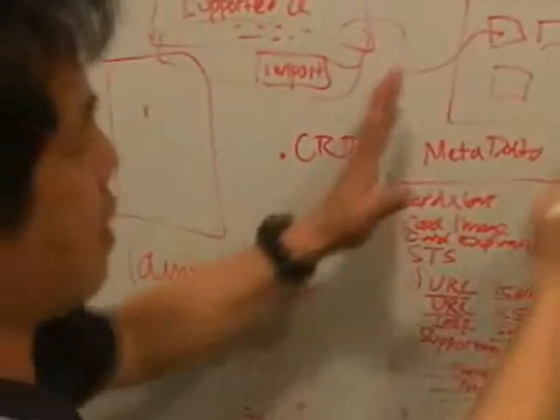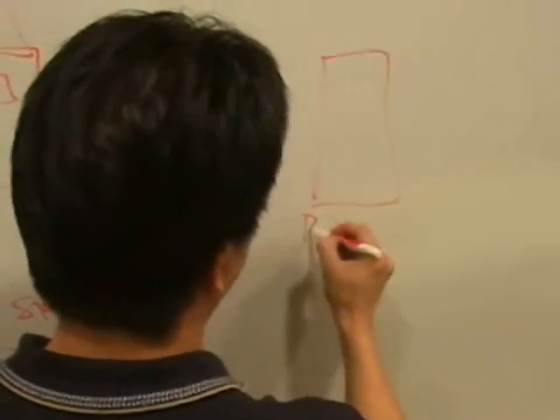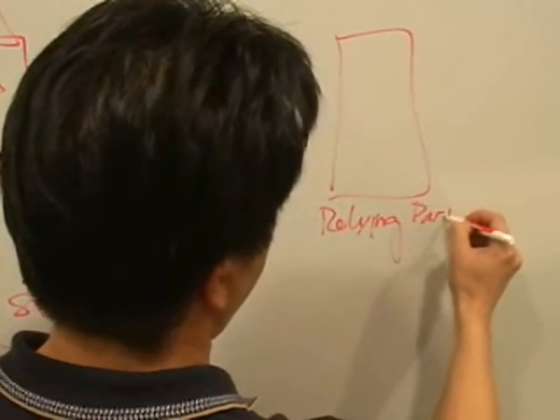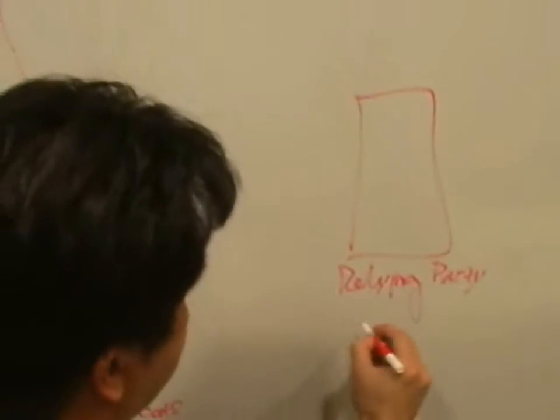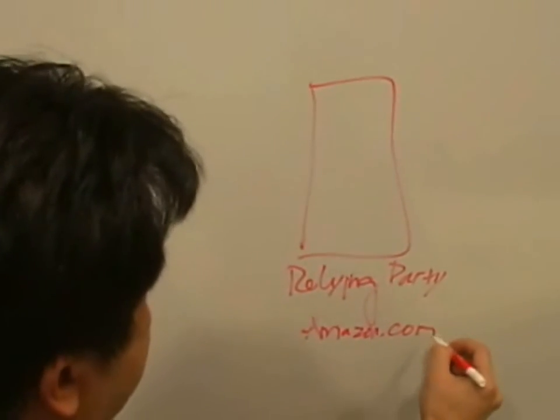Correct. So what you're describing there is we have identity provider, we have clients. So there's another party, what we call a relying party. And in our example, could be Amazon.com, could be another website, doesn't matter.